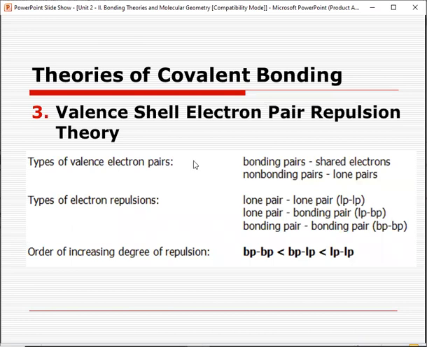So these are the types of valence electron pairs: the bonding pairs, which are the shared electrons, and the non-bonding pairs, which are the lone pairs. And types of electron repulsion: lone pair repulsion, lone pair-bonding pair repulsion, and bonding pair repulsion. As for the degree of repulsion, you can see here that the least degree of repulsion is bonding pair repulsion, and the greatest degree of repulsion is lone pair.